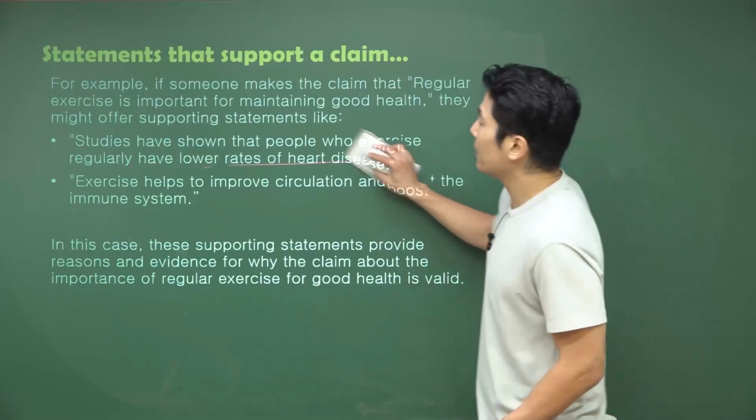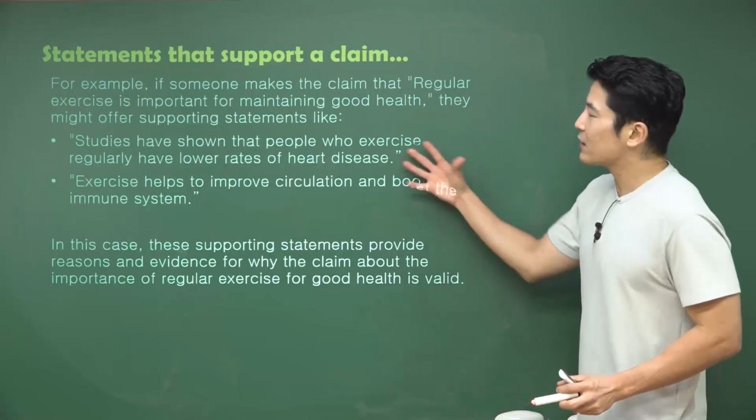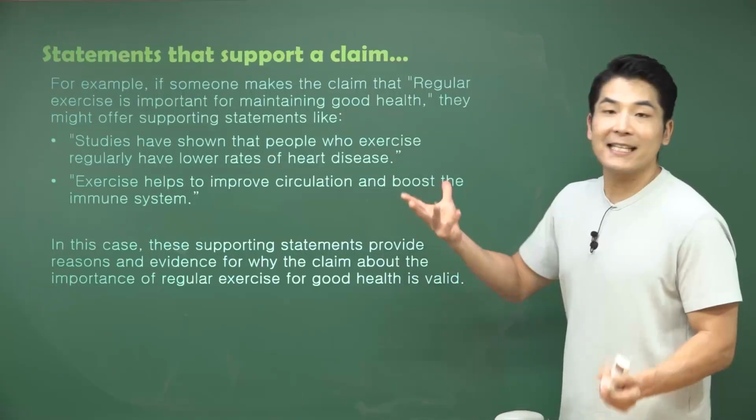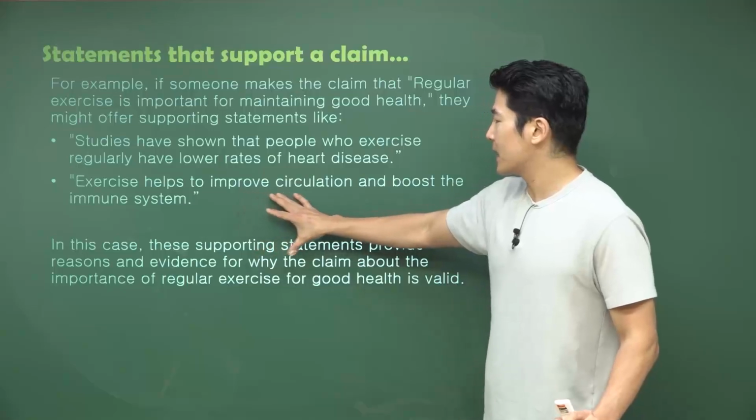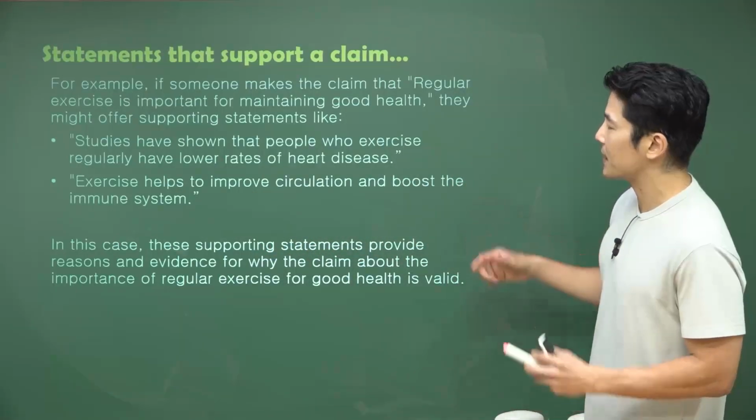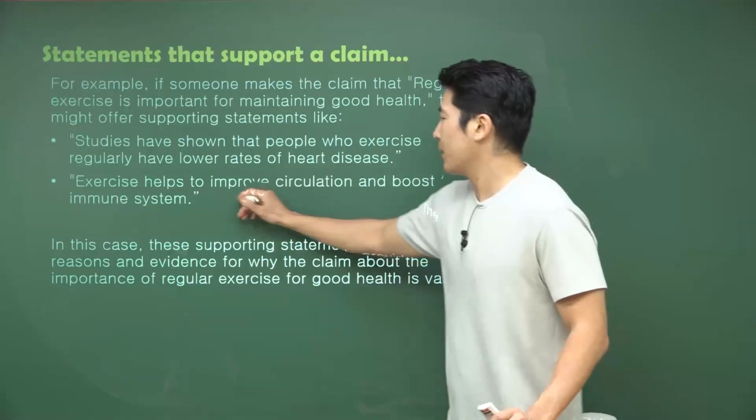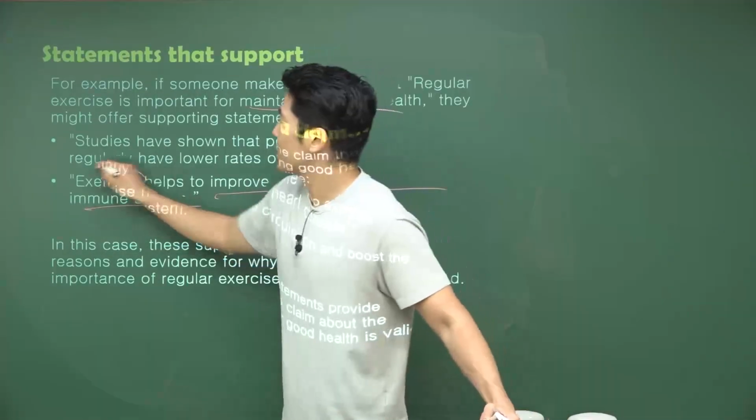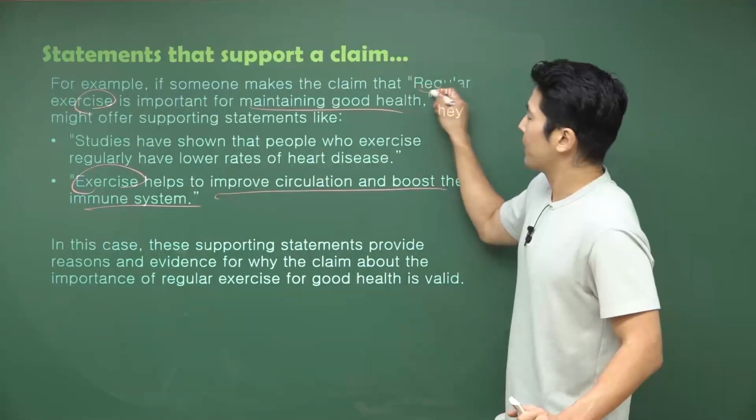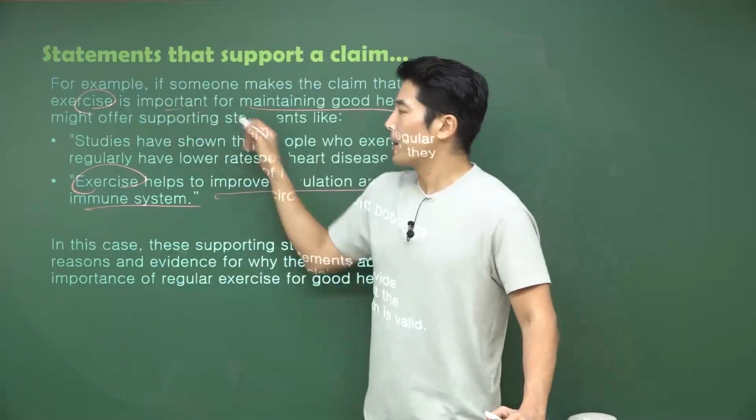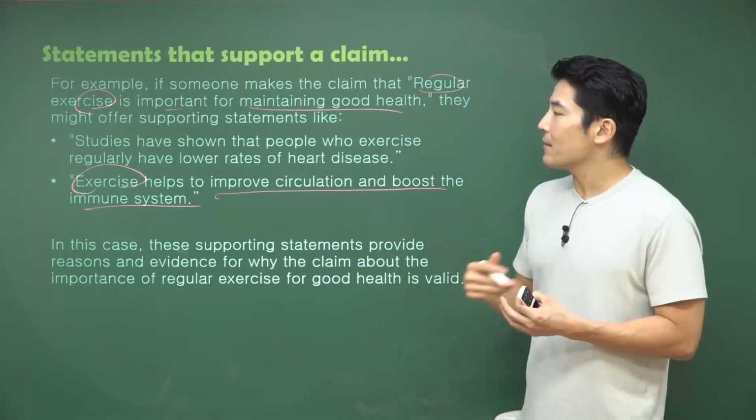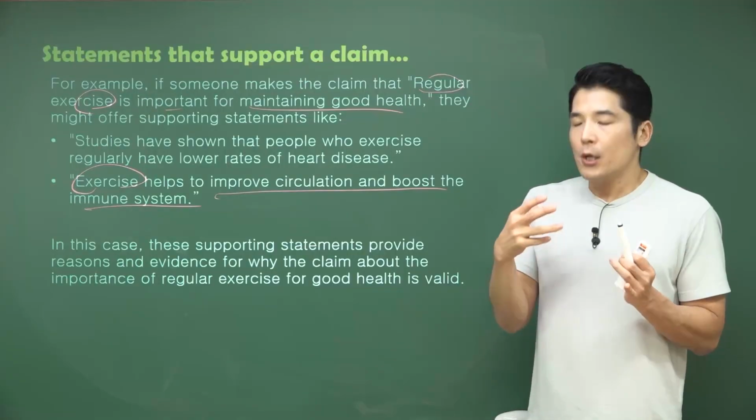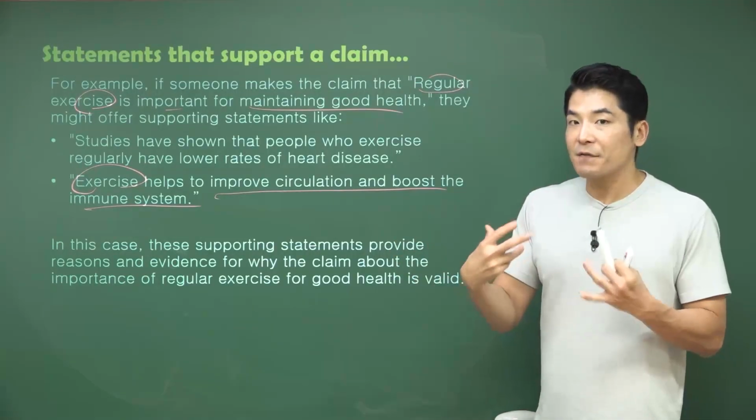So can you see how you have to have topics that relate to each other? Another example would be, exercise helps to improve circulation and boost the immune system. These would be the good health aspects that regular exercise helps with. Notice how the supporting statements have to be on topic. You'll also see some wrong answer choices that are off topic.